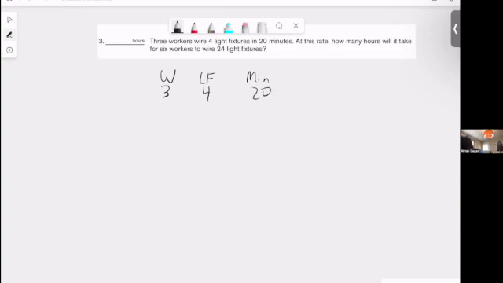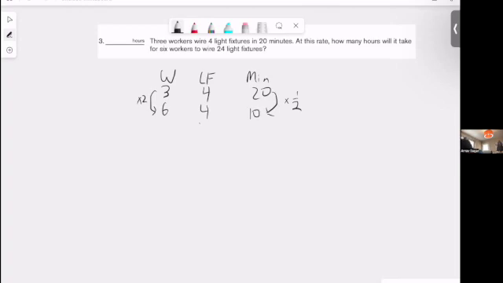So we want to first double the amount of workers to 6. So let's make this 6. And if we have more workers, the amount of time it takes them to complete the same amount of light fixtures actually decreases. So in this case, we'd multiply by half or divide by 2 to get 10 minutes.